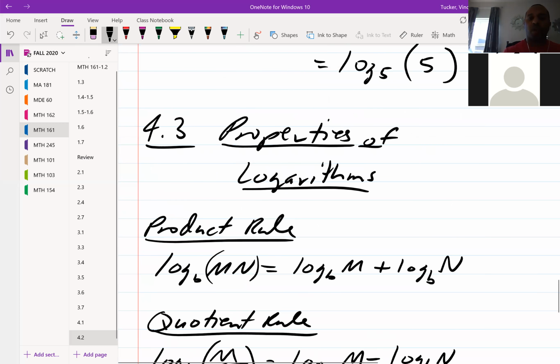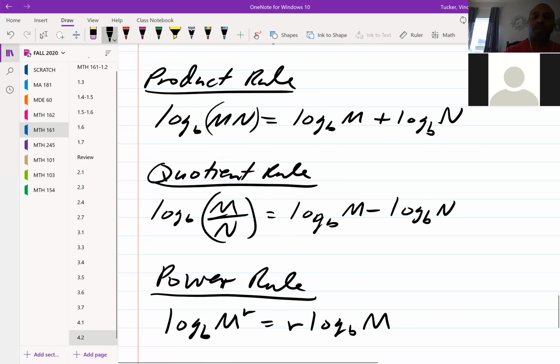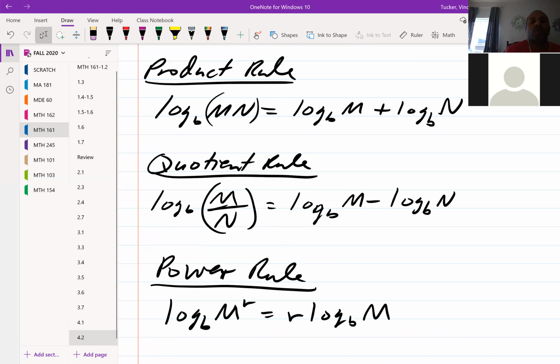All right, so here we have properties of logarithms. We have the three rules: product rule, quotient rule, and the power rule. So we have log base b of m times n. We can expand that out to be log base b of m plus log base b of n. They equal the same thing. Or we have log base b of m divided by n. So log base b of m minus log base b of n. So that's the numerator minus the denominator. And then the power rule, log base b of m to the r. If I have m being raised to a power, I can bring that power down front. And then that'll be r times log base b of m.